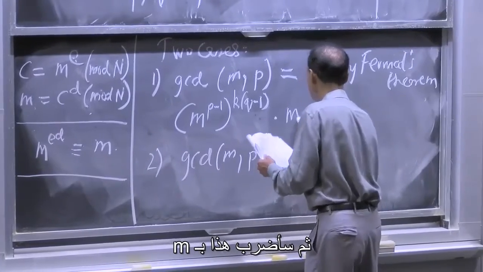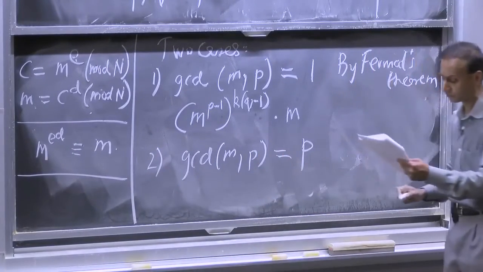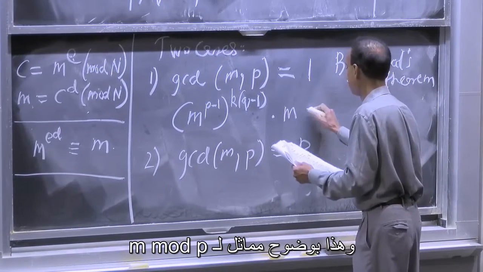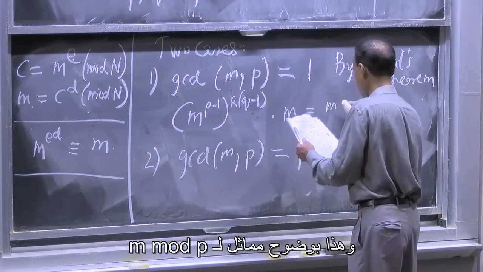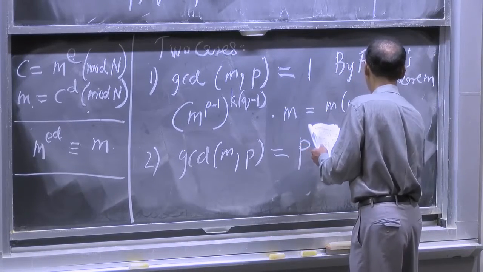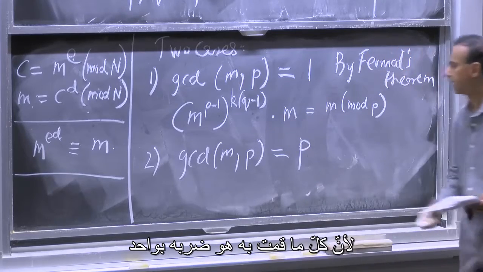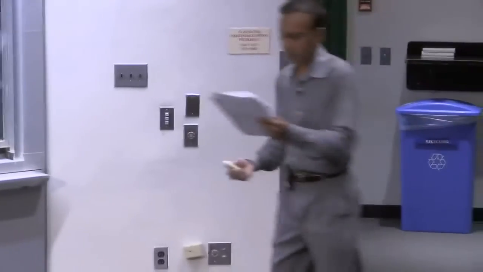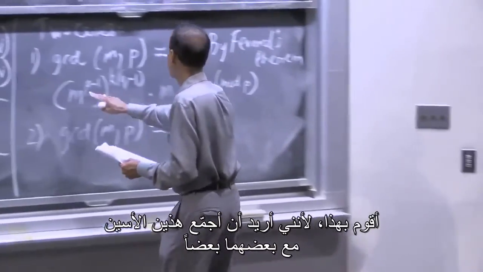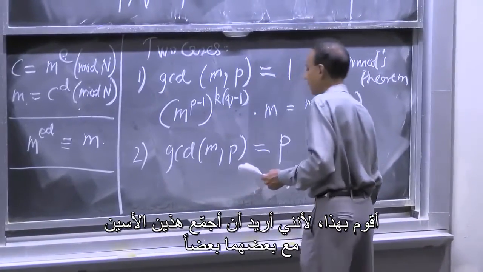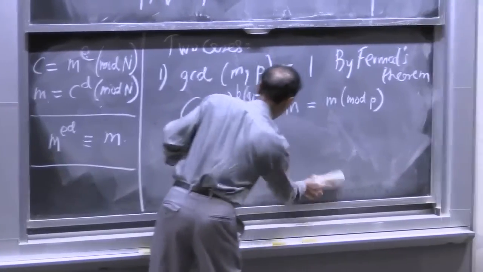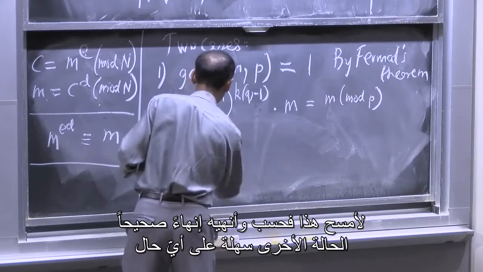And then I'm going to multiply this by m, okay? And this is clearly the same as m mod p, right? Because all I've done is multiply it by 1. All right. So why did I do this? Well, I did this because I want to group together these two exponents. And since I've run out of room here, let me just erase and finish this properly.